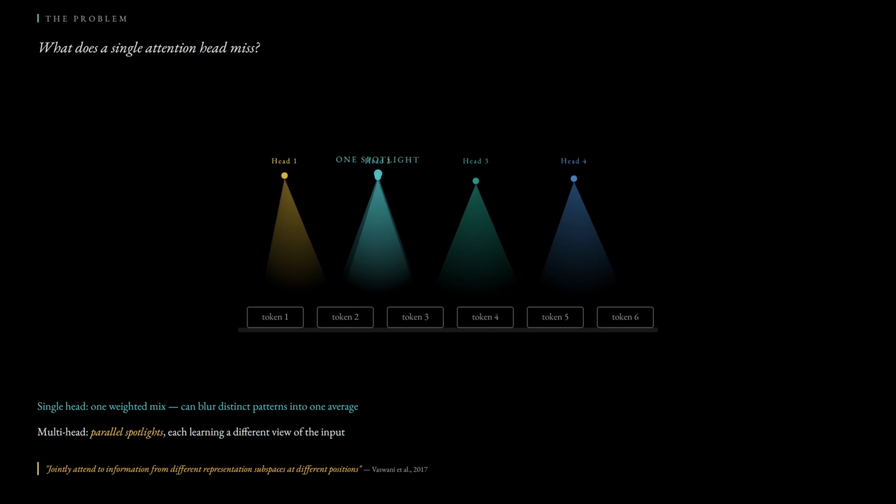This sentence is from the original paper. Read it carefully because every phrase is load-bearing. Jointly means parallel, not sequential, here. Different representation subspaces means the projection before attention is different per head. So each head operates in a geometrically different region of the embedding space. Different positions means each head's attention weights can peak at different tokens. One sentence, three distinct claims, all of which we will now make concrete in the anatomy of a single head.